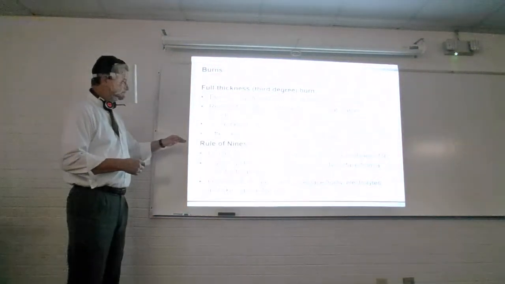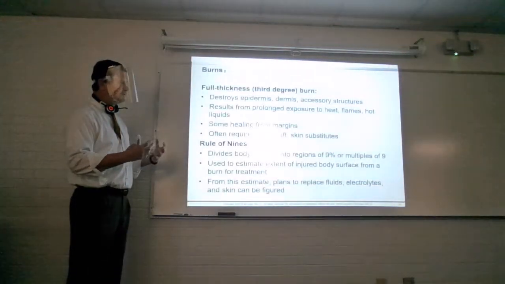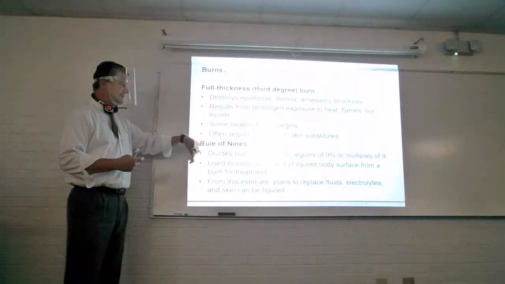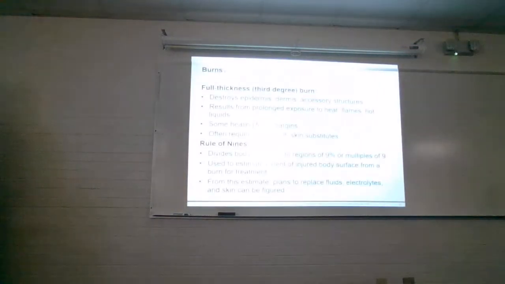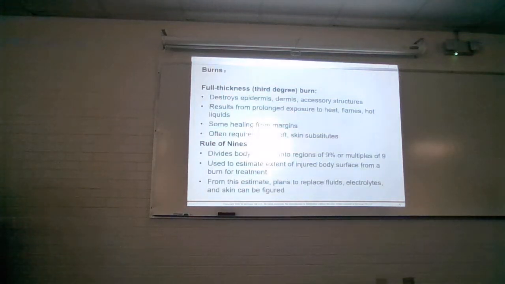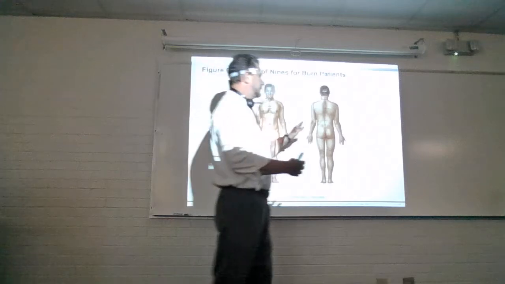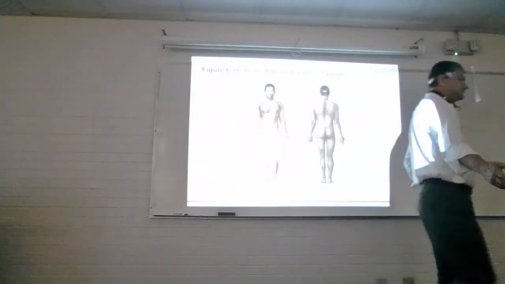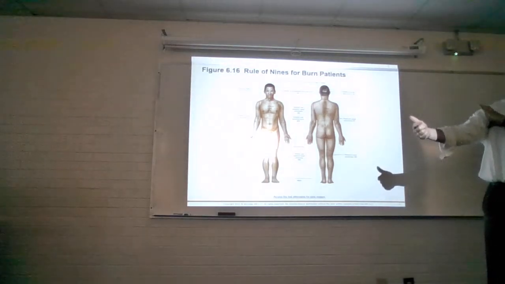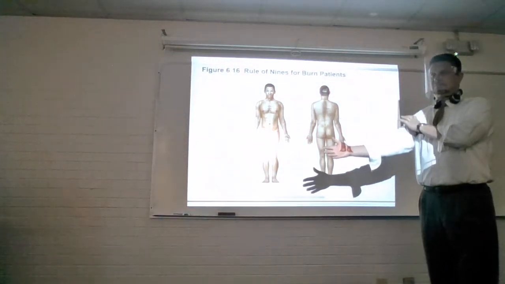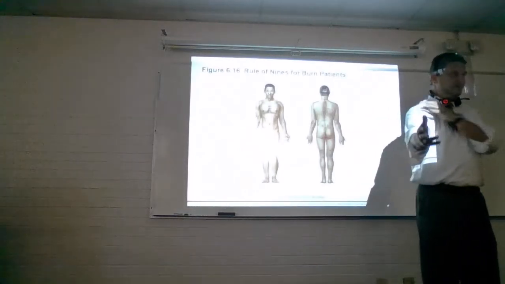Now, when we talk about burns, we divide the body up into regions, and we call this the rule of nines because each region is 9%. This is how we can estimate the recovery and what we need. For instance, the arm, from the shoulder to the fingers, front and back, is considered 9% of the body. So if I have a burn on my right arm from my fingertips to my shoulder, it's a 9% burn.